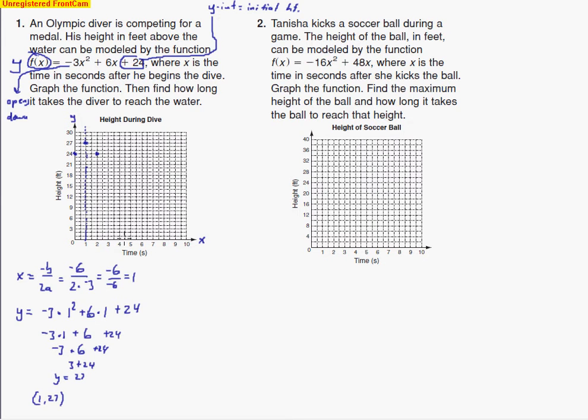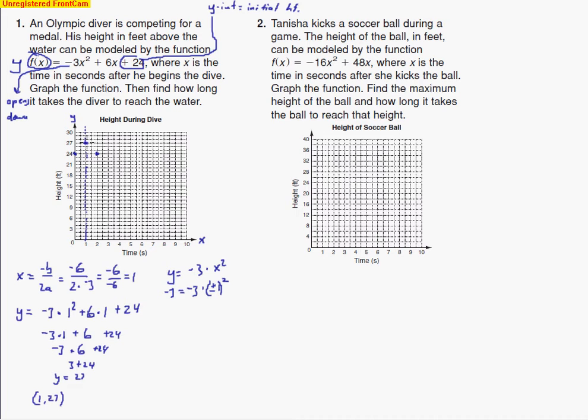Well, let's continue this down. We want to find out when he'll hit the water. And so we're going to try this method of using that parent graph. So y equals the opposite of 3 times x squared. Notice that if you plug in a 1 and you square it, or negative 1 and you square it, you end up getting 1. 1 times negative 3 gives us negative 3. And that's what we did here.